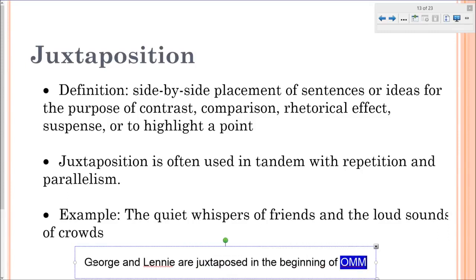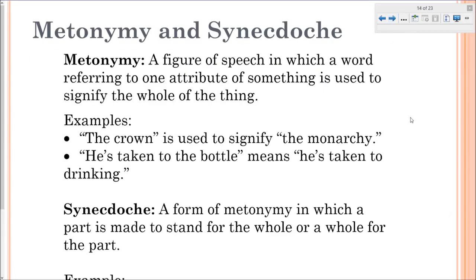So we move to another pair of terms from there, two terms that you may be unfamiliar with, and that's okay, no worries. Most of these have been pretty familiar to us so far, so that's good. Metonymy and synecdoche. Metonymy is a figure of speech in which a word referring to one attribute of something is used to signify the whole. And so our example here is the crown is used to signify the monarchy. The idea of referring to the crown decides to do this would mean that a king had decided to do something. Or he's taken to the bottle means he's taken to drinking.